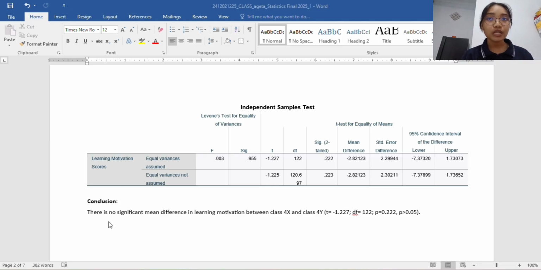And the conclusion: there is no significant mean difference in learning motivation between class 4X and class 4Y, with the t of minus 1.227 and the df of 122, with the p-value of 0.222, which is above 0.05.